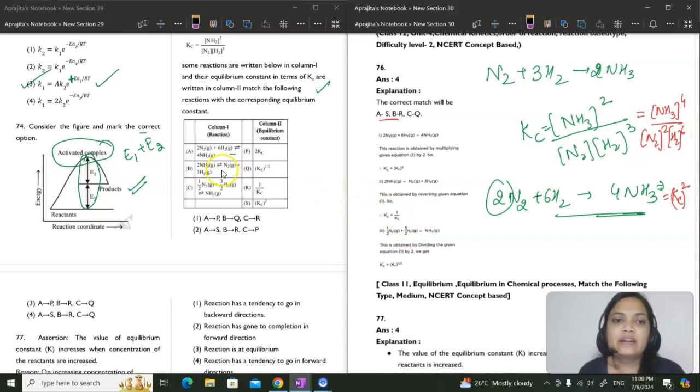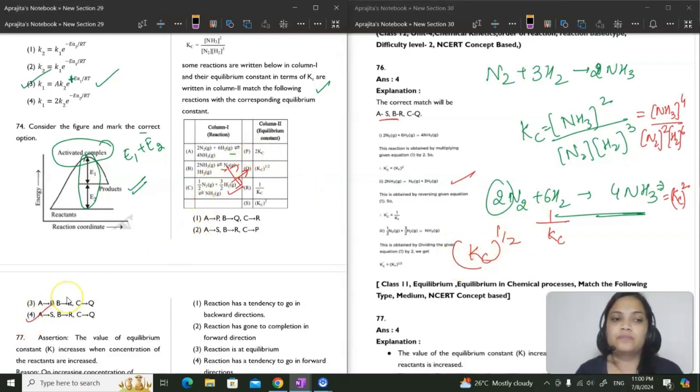Now in the second reaction, the reaction has been reversed. If the reaction is reversed, the equilibrium constant will become 1 by Kc for the second reaction. And for the third reaction, it has been divided by 2. If it is divided by 2, the power will become half. It will become Kc raised to the power half. So the answer is option number 4. A, S, B, R, C, Q.